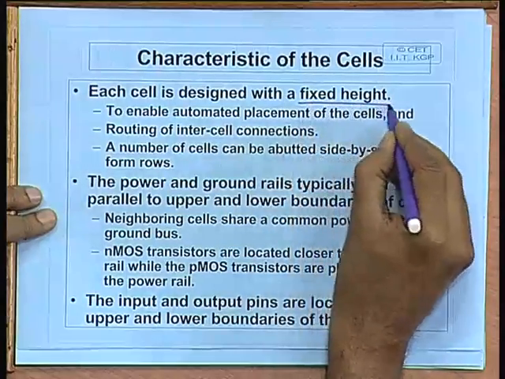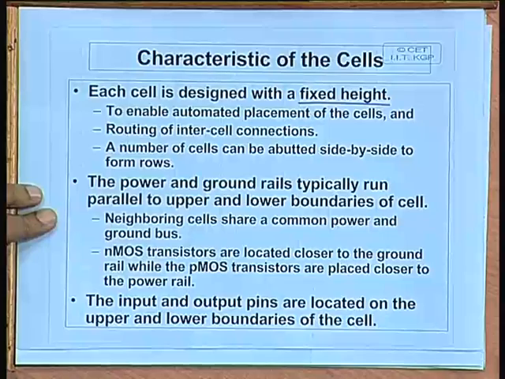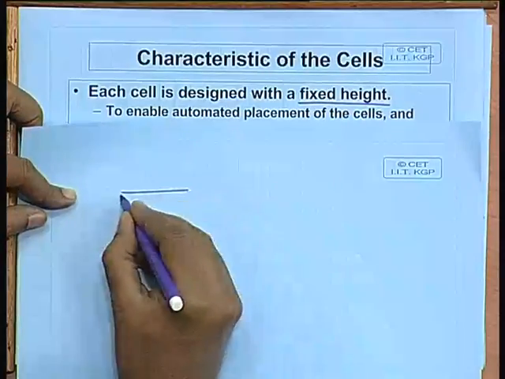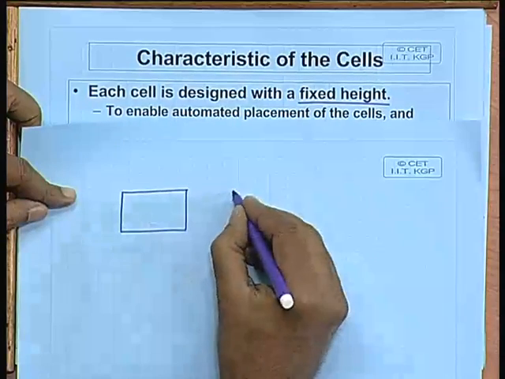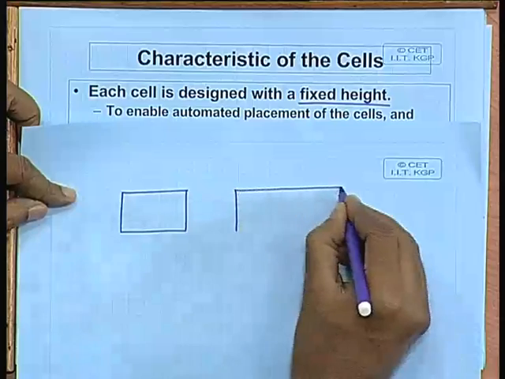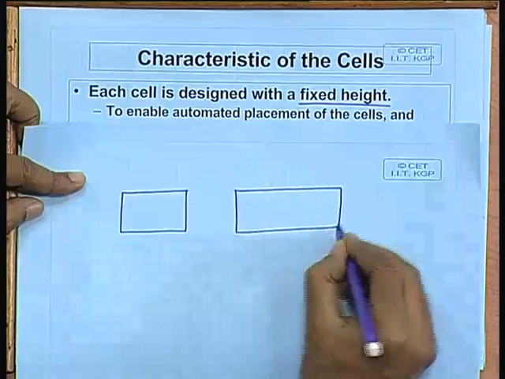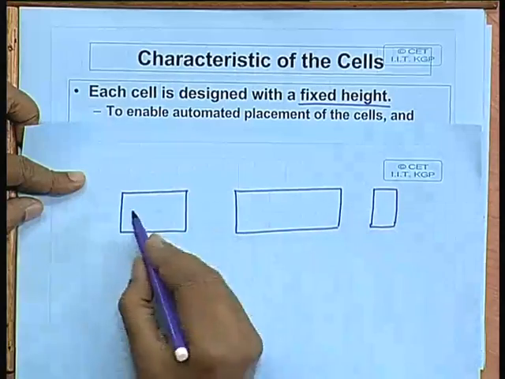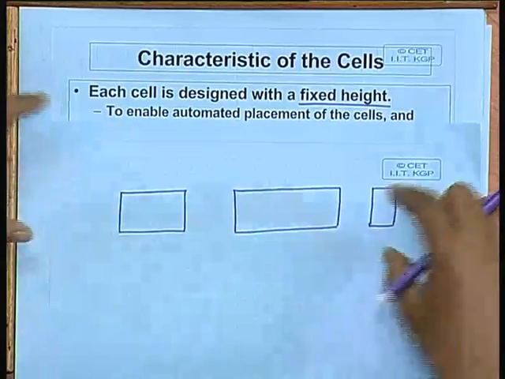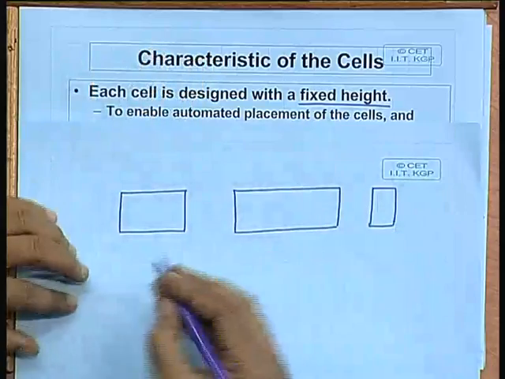They have fixed height, but widths may vary depending upon the complexity. The reason is that if you have two cells, suppose this is one cell, I am representing it as a rectangle, this is a layout. There is another cell which may be longer, there is another cell which may be thinner. So, if all of them have the same height, then I can pack them together, place them side by side.